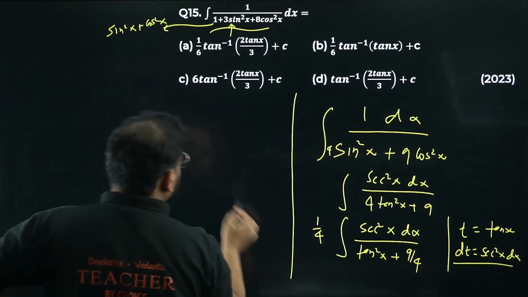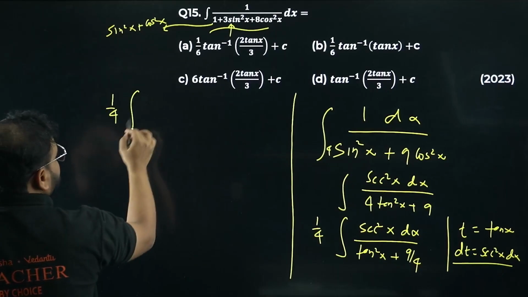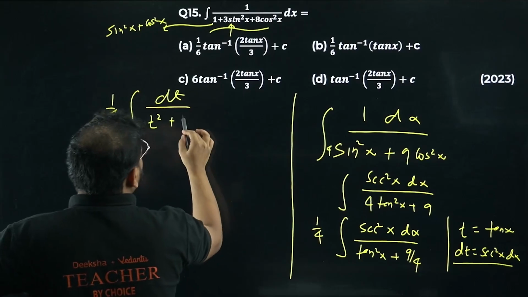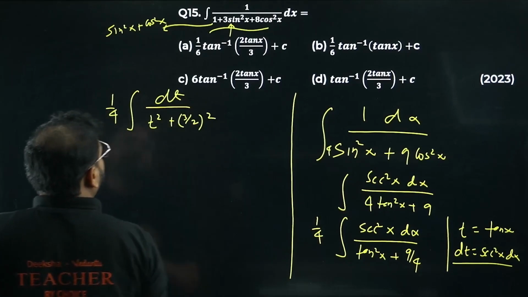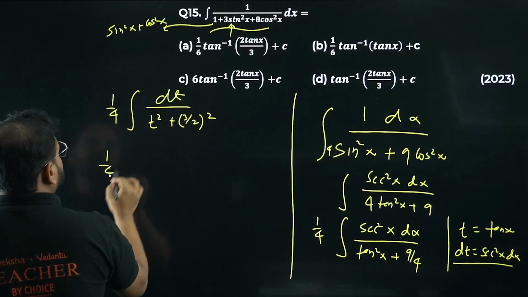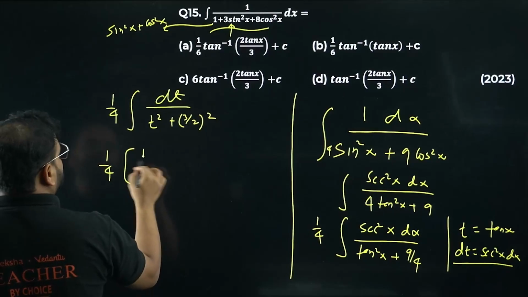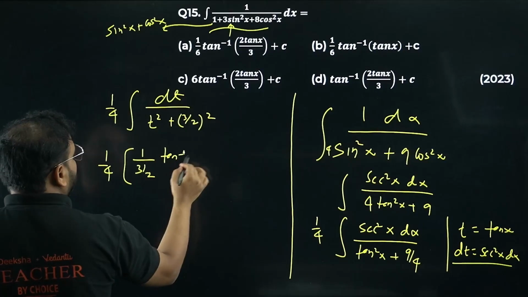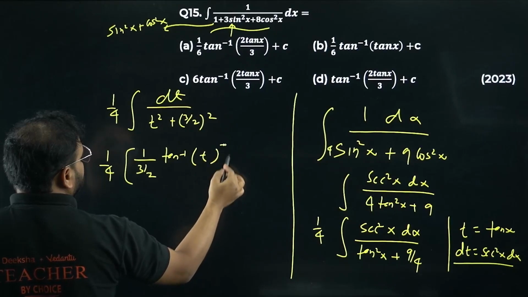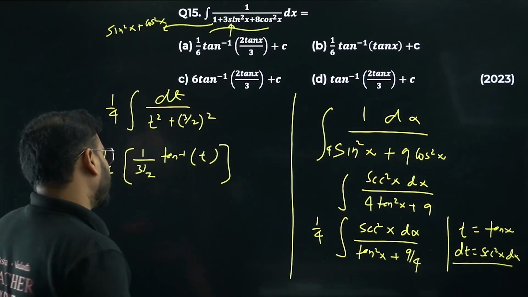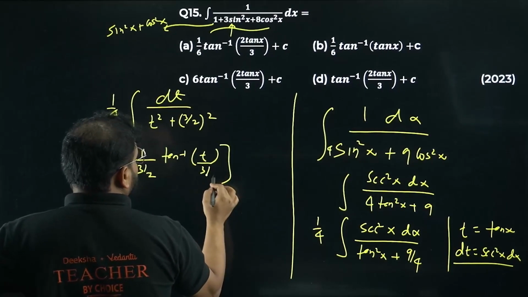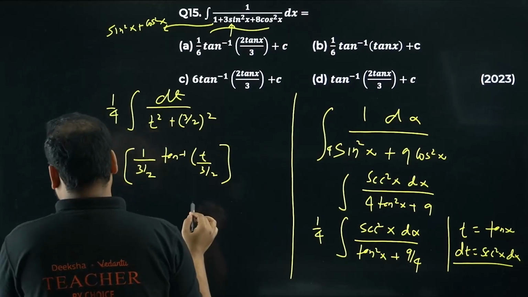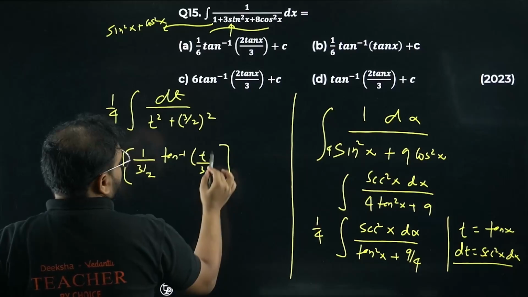The question will become, have a look, 1 by 4 is of course outside. Integration of dt upon t square plus 9 by 4, which will be 3 by 2 the whole square. The formula is there. I write it like this. 1 by 4 is outside only. 1 by a, so 1 by 3 by 2, tan inverse of t. Sorry, t by a, right? Not just t. t by a. t by 3 by 2.